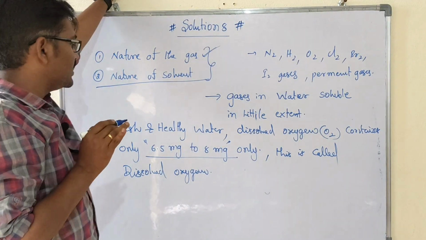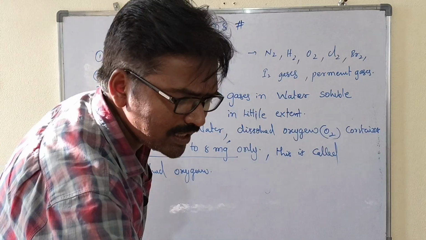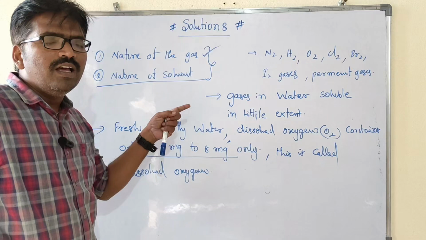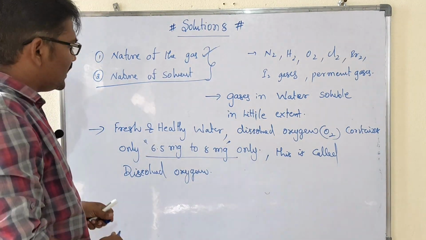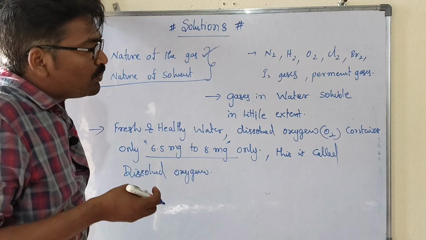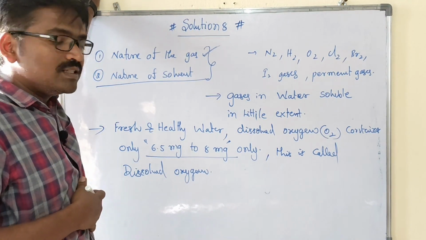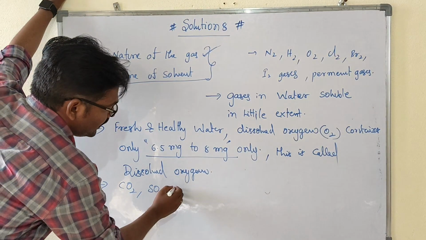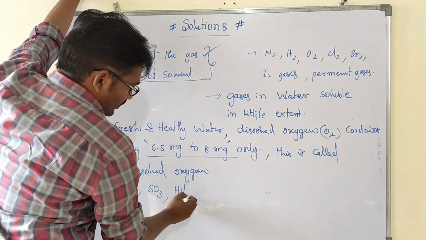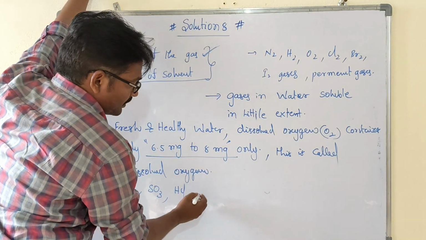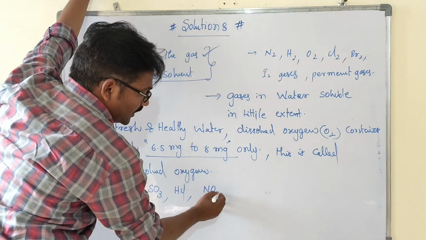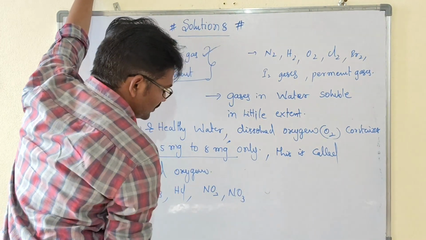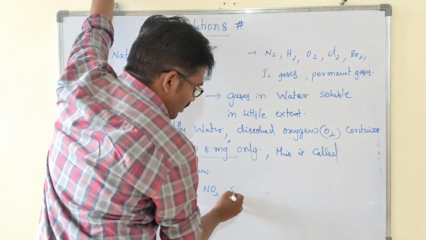Clear? So these are the gases that can be soluble in very little extent. All these gases are non-polar, so that's why these are dissolved in very little extent. So next, polar gases will be present such as CO2, then SO3, then HCl, then NO3 or NO2 gases. All these are the gases. SO2. All these are gases.